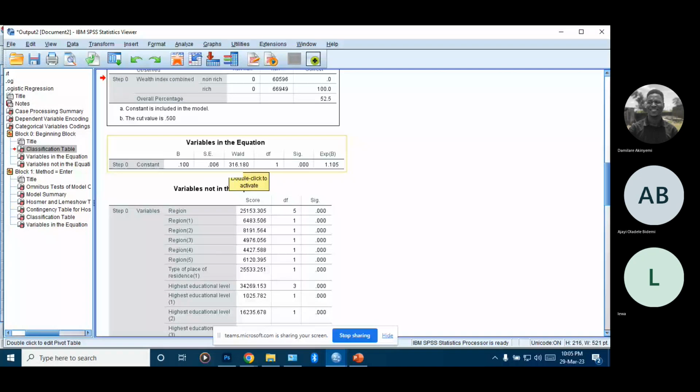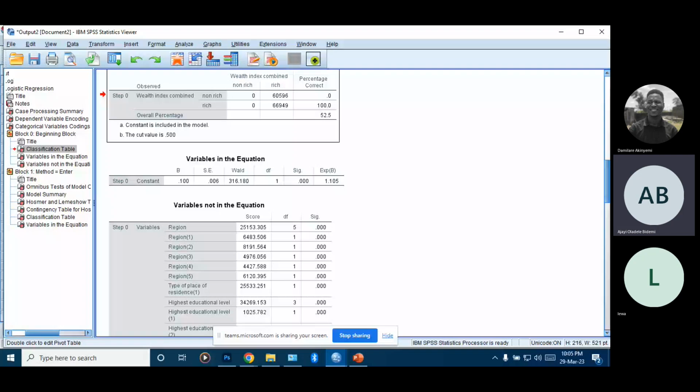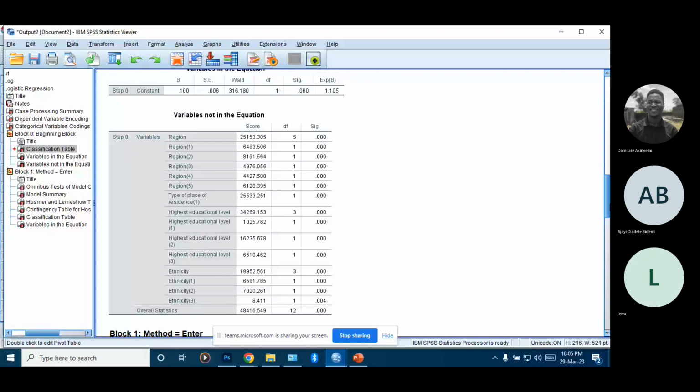Now what this also does is that it provides a baseline. It's something we can use to compare our model to when we include all the variables in the model. Now let's move on to block 1, the main output.